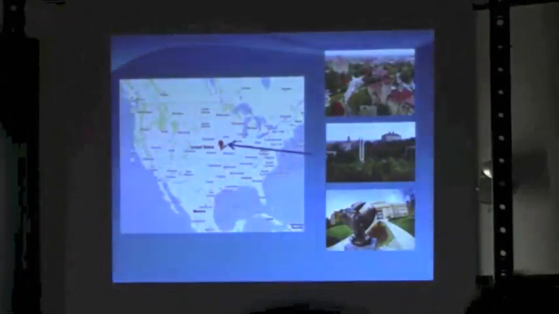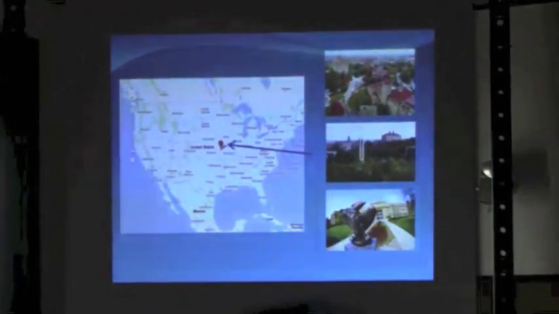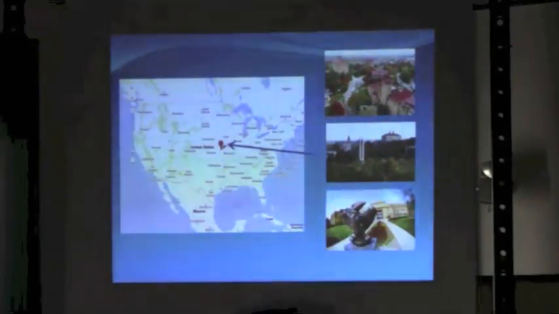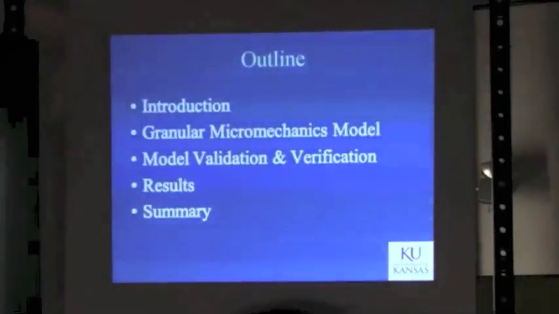Okay, so this is where I come from. It's very close to the Barycenter of the United States, and this may have some implication for what we will talk about in terms of homogenization, etc. Okay. So the usual outline: talk about the model and then present some results.